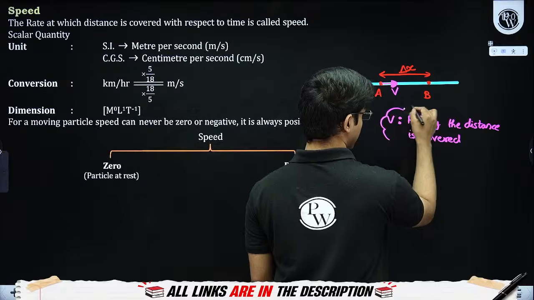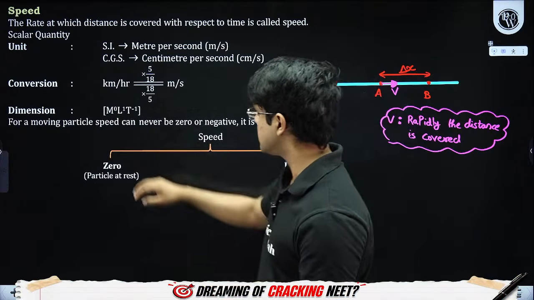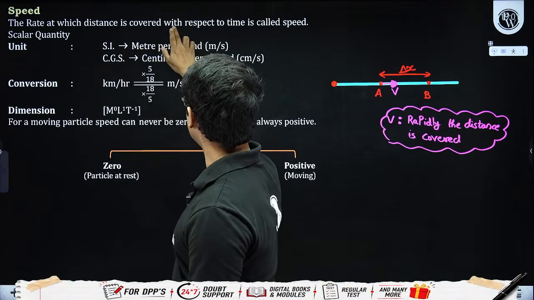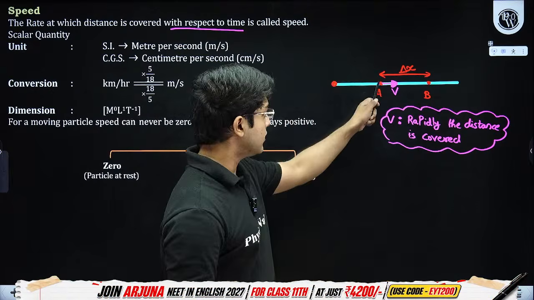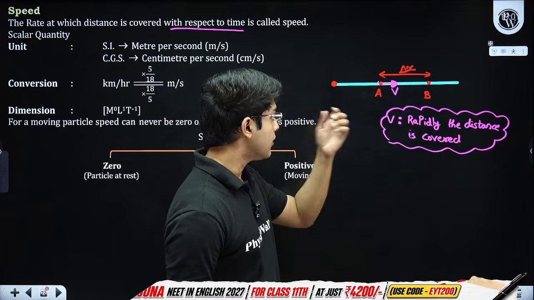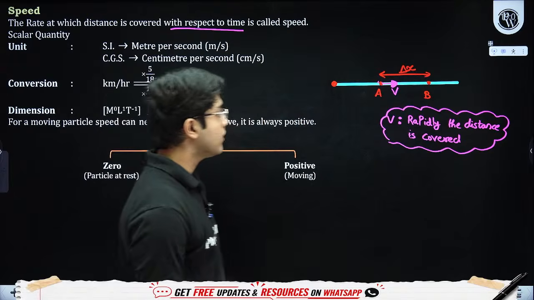In simple terms you can define speed like this, or the true mathematical way, it is the rate at which distance is covered with respect to time. So if it is high speed, then the delta x will be covered in a short time delta t, right? And if it is very slow speed, the delta x distance will be covered in a very long time.